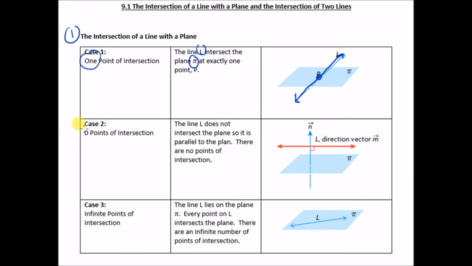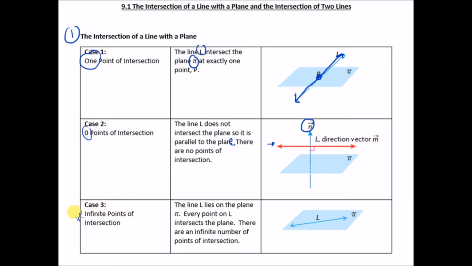Case two, zero points of intersection. The line here is parallel to the plane, so there are no points of intersection. If you take a look at this diagram, it highlights the normal. So what would we do with the normal? Well, the normal of this line is probably going to also be perpendicular to the plane. So keep that in mind.